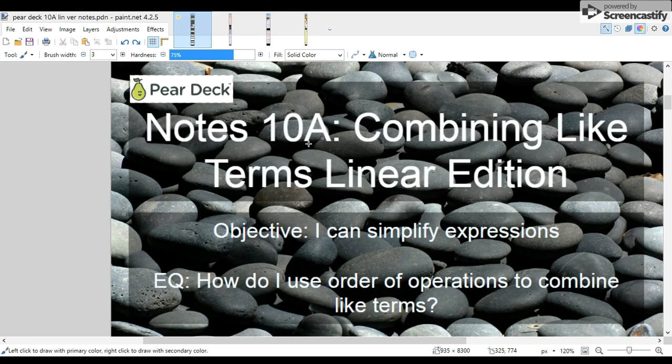Notes 10A, combining like terms, linear addition. Go to joinpd.com, write down the objective and essential question. Objective: I can simplify expressions. Essential question: how do I use order of operations to combine like terms?